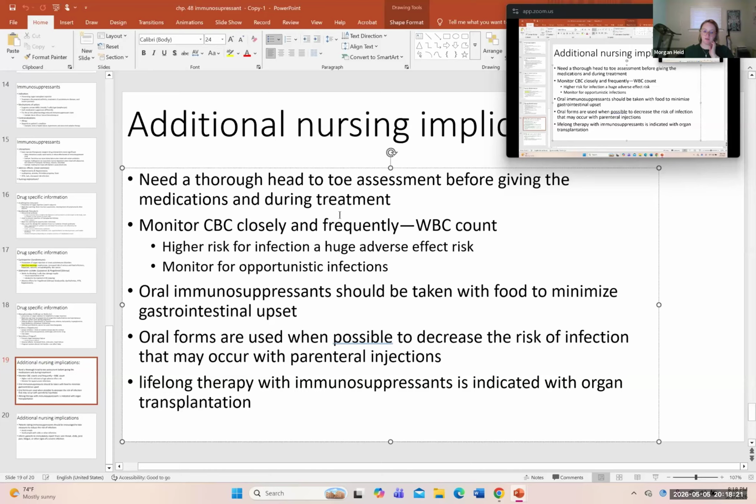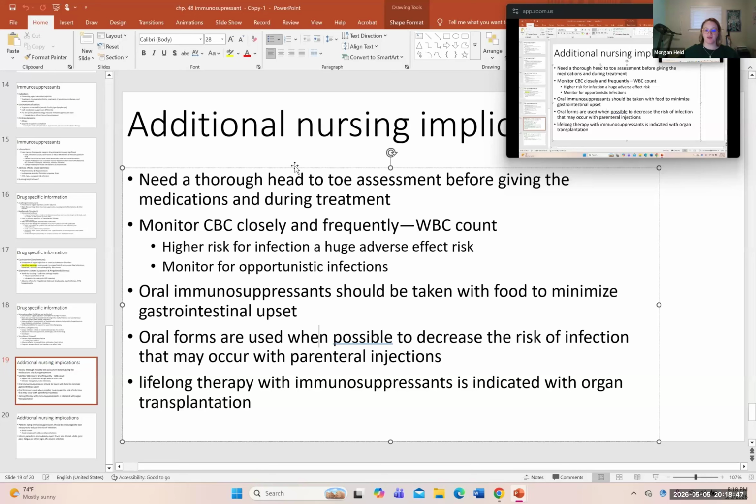They should be practicing infection prevention. So not going into large crowds, wearing a mask when they're out in public, avoiding anybody that's sick, frequent hand hygiene, frequent disinfecting of their environments, and not sharing any kind of personal items. All right.